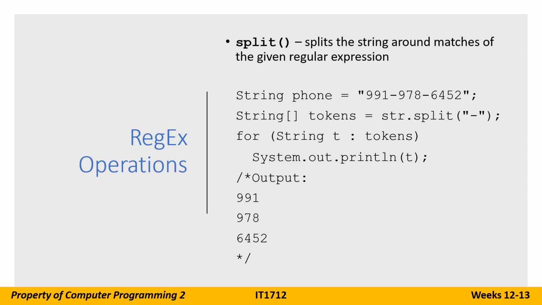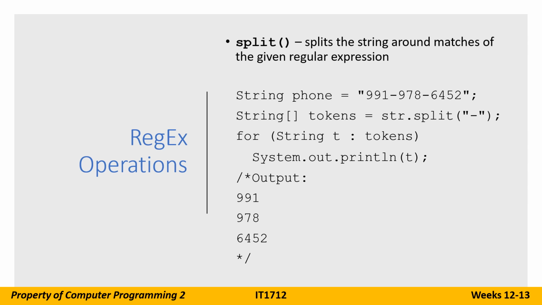Split splits the string around matches of the given regular expression in the given program. A string phone is defined as 991-978-6452. The split method is called on the string phone, using the dash as the delimiter. This means that the string will be split into substrings whenever the delimiter dash is encountered. The result of the split method is an array of strings, named tokens, where each element of the array represents a substring obtained by splitting the original string based on the delimiter.